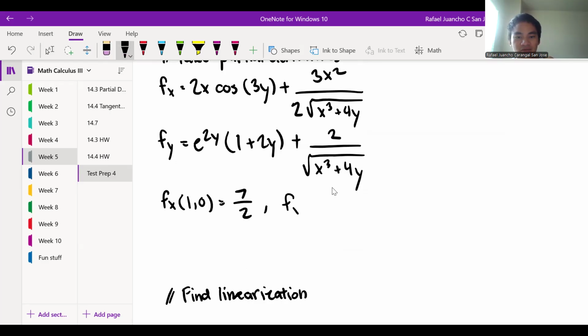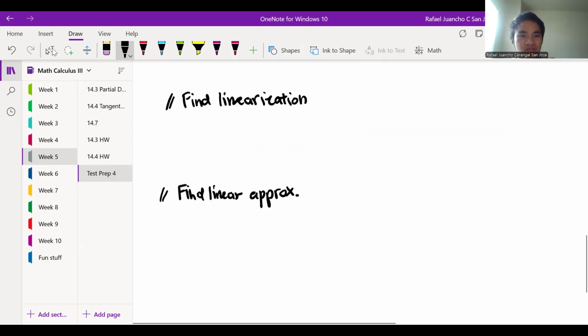F sub y. Well, here I get e to the 0, so that's 1. And then I get 1 plus 0, so that's 1 again. Plus 2 over, this is 1, 0, so plus 2. That's 3. 1 plus 2 is 3. Done. Now I find my linearization.